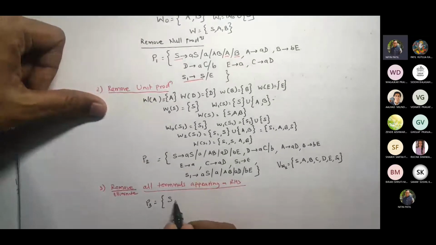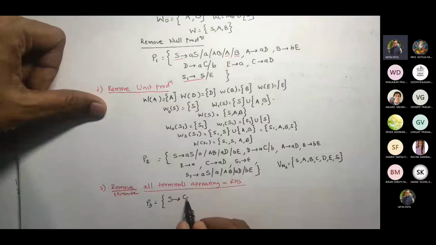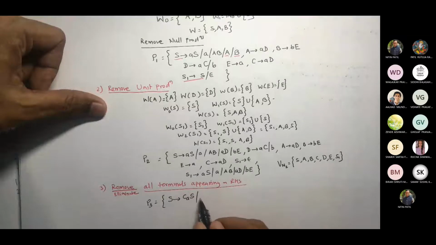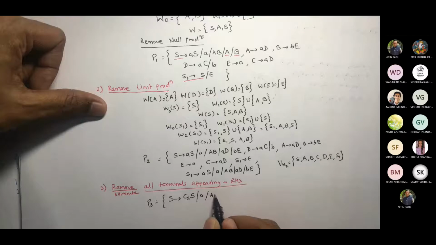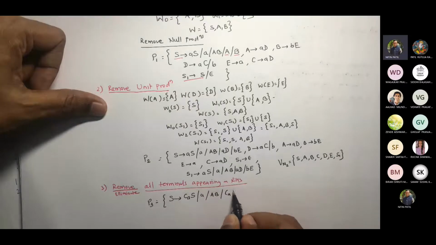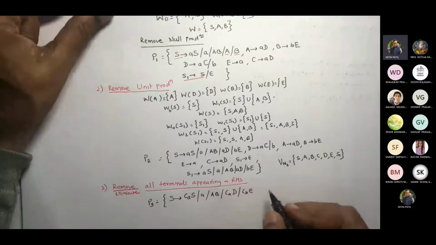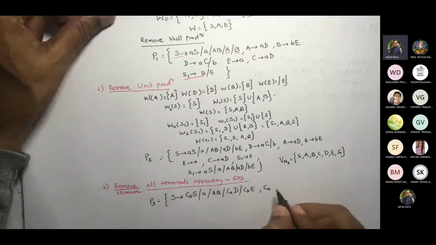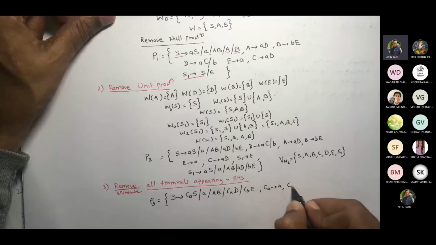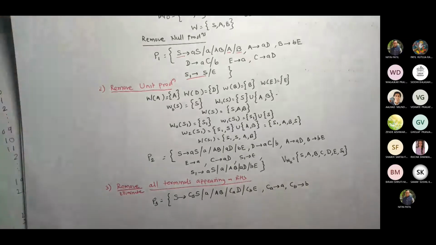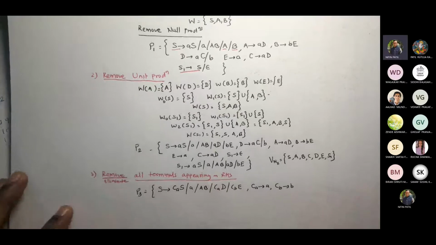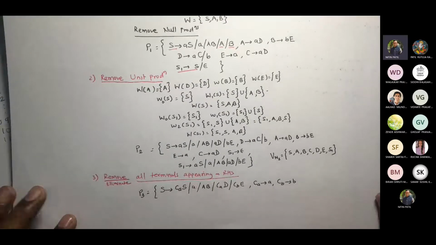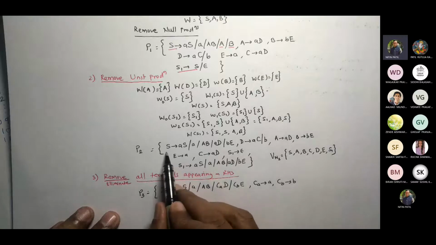So S gives, how do you do that? You introduce CAS, A, AB, CAD, CBE. Correct? And for this case, we will introduce CA gives a, CB gives b. Are you with me? Correct? Fine. Okay, so we got this for all S productions.